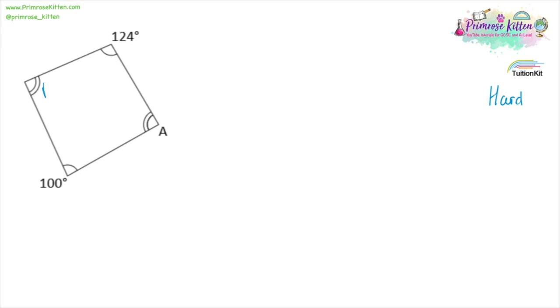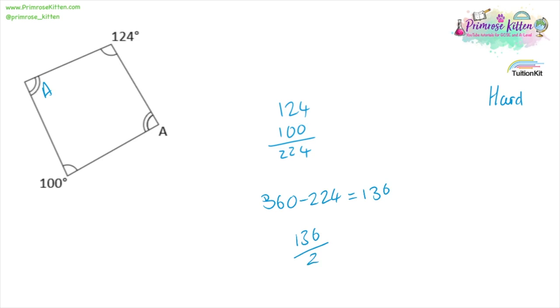Again, we can say that this angle over here is A because these signs, these lines, mean that they are the same. So we can do 124 plus 100 gives us 224. 360 minus 224 is going to leave us with 136. 136 divided by 2 is going to give us 68.